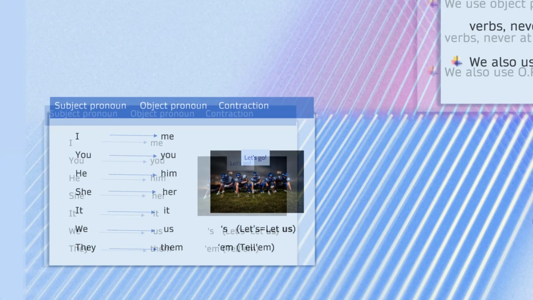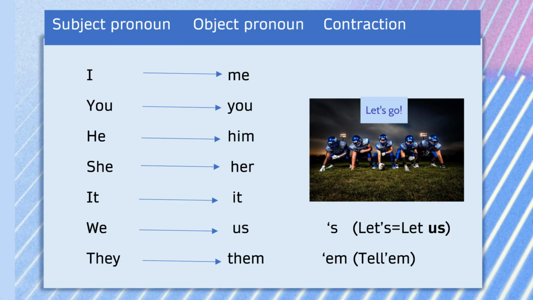Now, in the next chart we have both subject pronouns and object pronouns with some contractions. We have to remember that I and me refer to the same person, as well as you, he and him, she and her, it, we and us, and they and them. Look at this example here. They say, let's go. In this case, we use let us, which is the same as let's, and this is the only one that allows us to use a contraction, as well as them. You can say tell 'em, kill 'em, in very informal contexts.